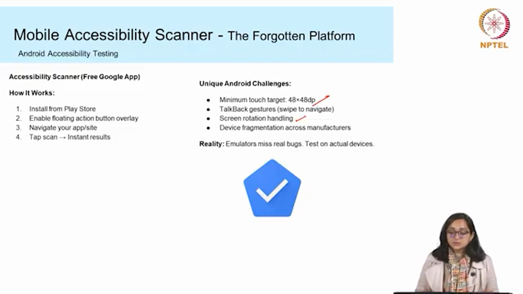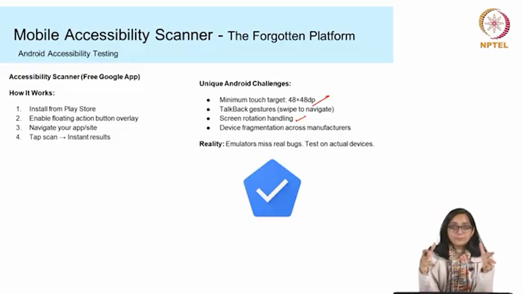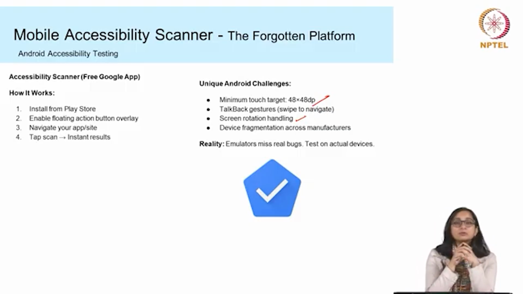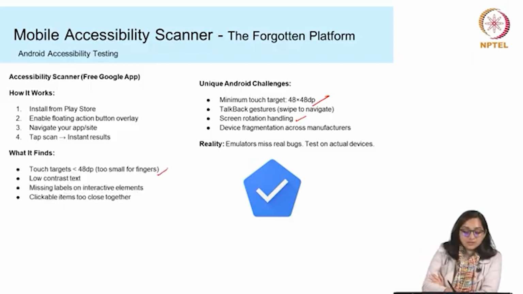Emulators miss the real bugs, so test on real devices. So many times while we are developing, we are developing on actual PCs, developing the application and testing it in an emulator, right? Developing in an emulator is fine, but testing on the emulator may not be the right way to do it. Rather, you export an APK, install it on your phone, and then test with your accessibility scanner app.